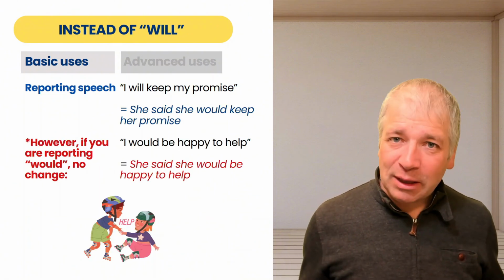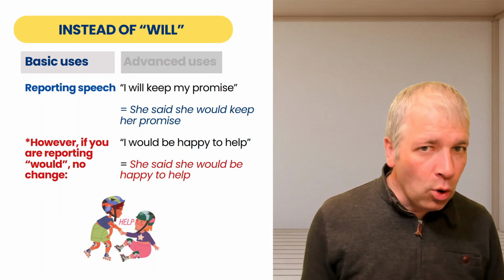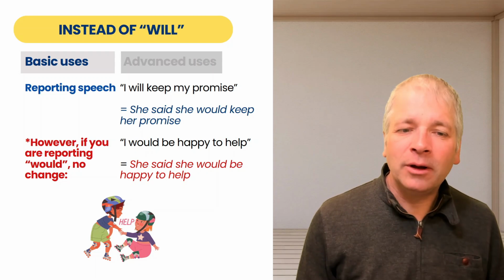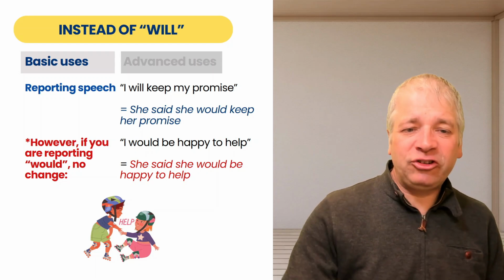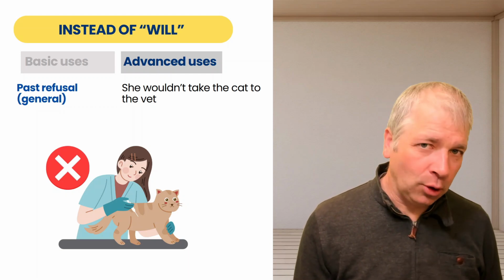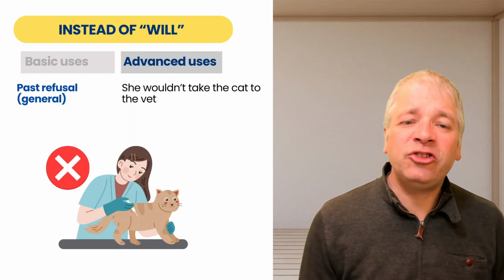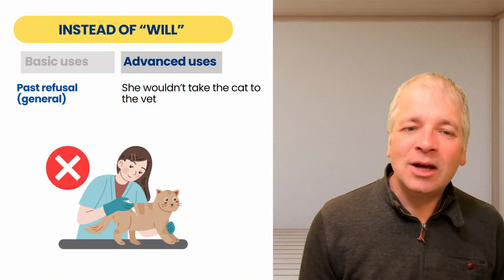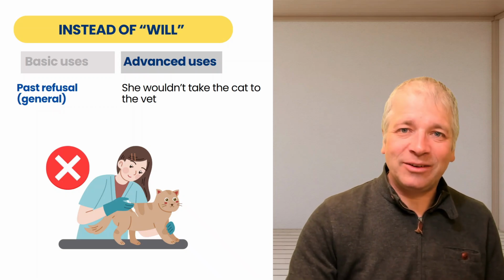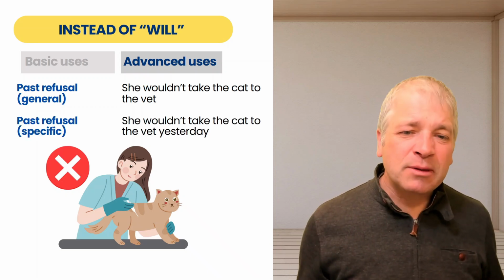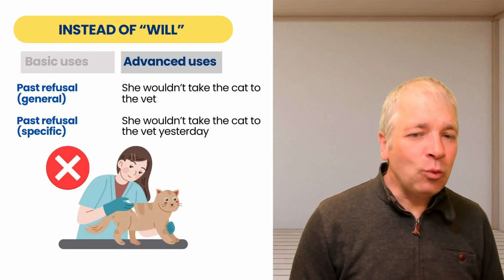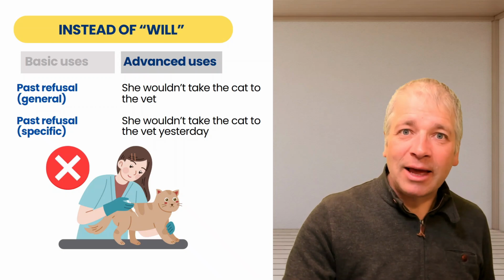Also, note this. If you are reporting would, then there's no change. So if she said, I would be happy to help, then report this as she said she would be happy to help. In a past refusal, will becomes wouldn't. So instead of she won't take the cat to the vet, in the past it was she wouldn't take the cat to the vet. And if you're being specific as well, we still use would in this case. She wouldn't take the cat to the vet yesterday.